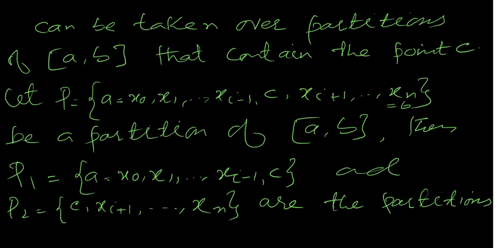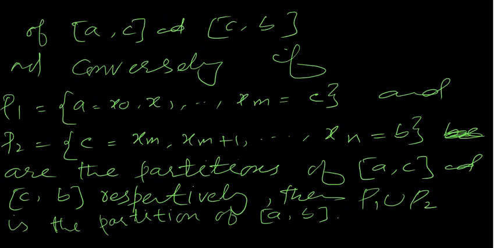So we have seen that given a partition P of AB containing the point C, this will induce the partition of the intervals AC and CB, and conversely given a partition of the intervals AC and CB where C is a point in the interval AB, then we will get the partition of the interval AB, which is actually the union of these two partitions. And one more thing, for such partitions, that means P is equal to P1 union P2.